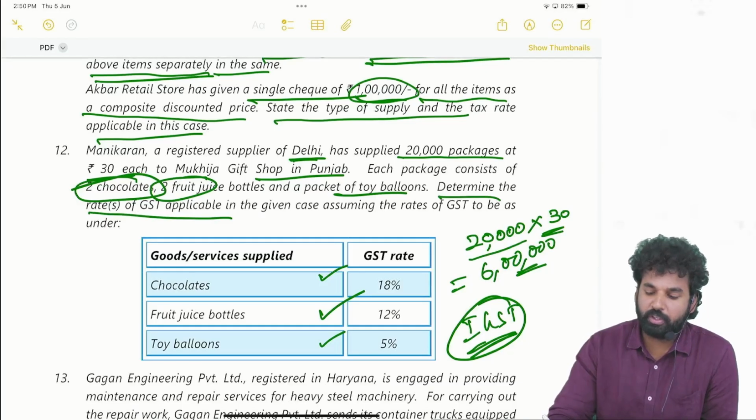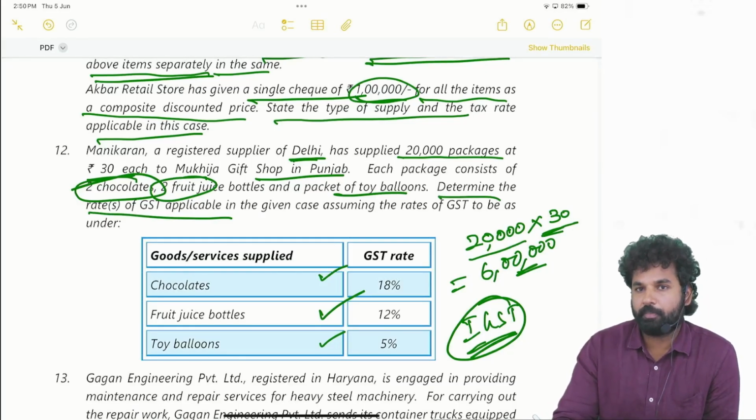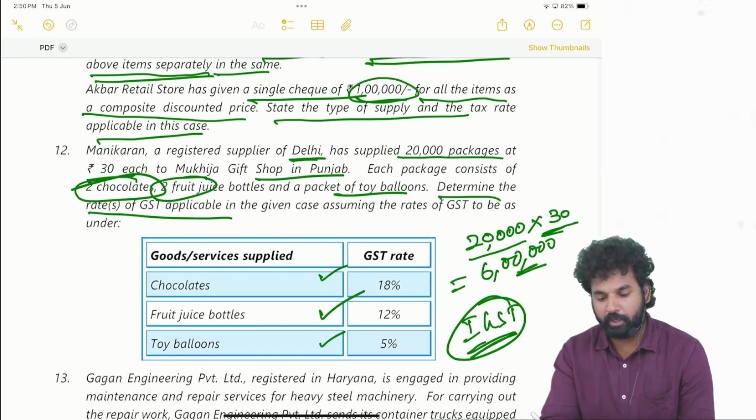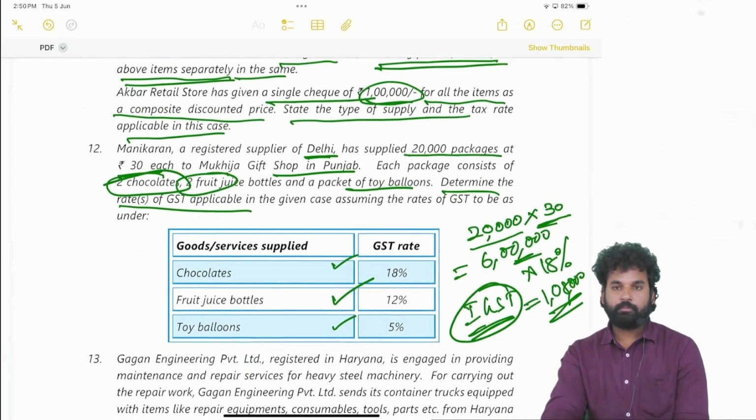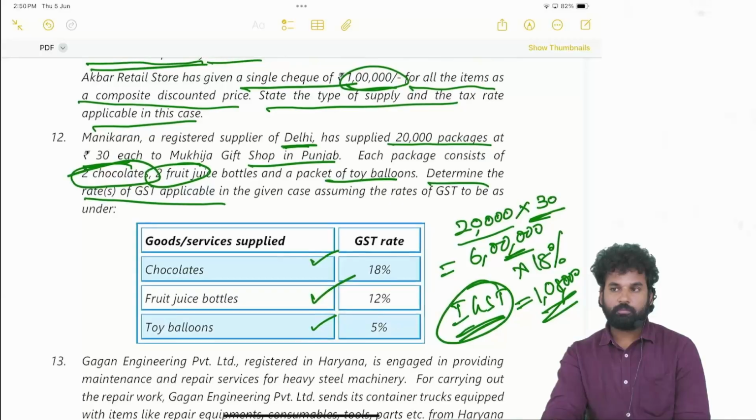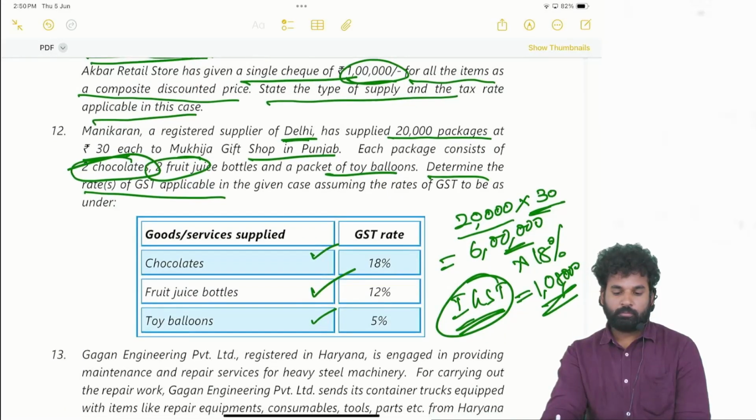So 20,000 packages at 30 rupees each, 6 lakhs is the value of supply, into 18%. How much? So this is the amount of GST to be collected. Next question.